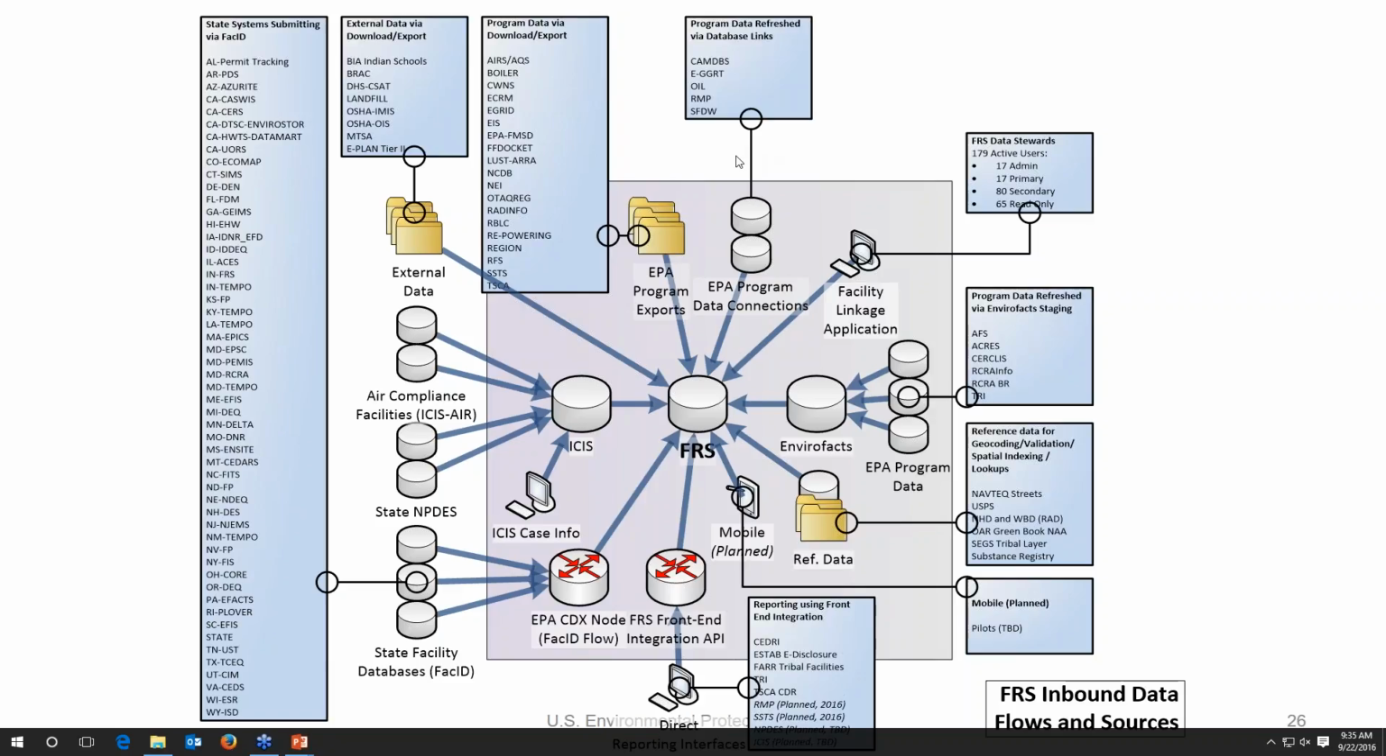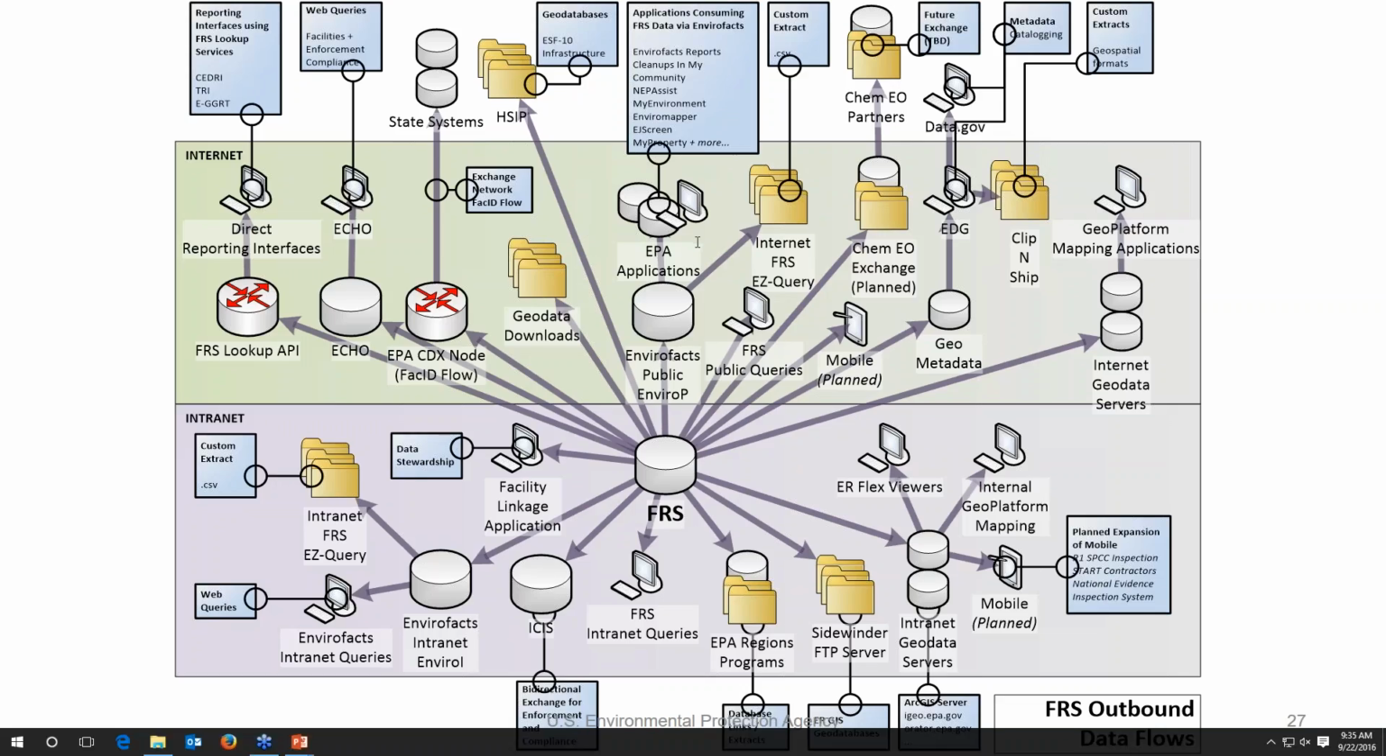On the next slide, we have a diagram showing all the different places that FRS data ends up. You can see one of the major ones is, of course, EnviroFacts, where we're integrated with other environmental interest data. We also have a presence on intranet pages. There's an intranet version of FRS for sensitive data that might not be appropriate for public consumption. And then, just as I mentioned before, the FRS lookup API that helps correct data as it's reported to EPA. That can be found on the left-hand side of the diagram.